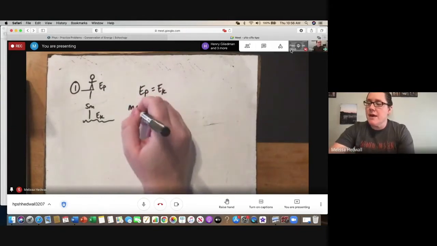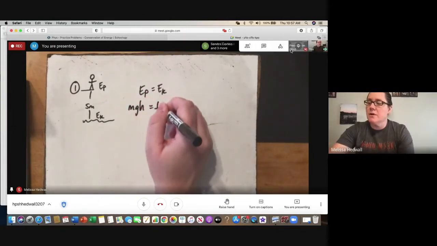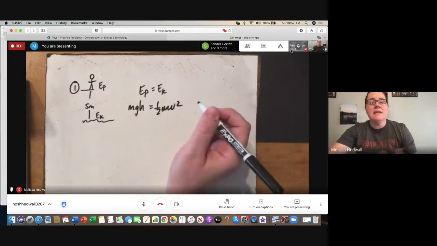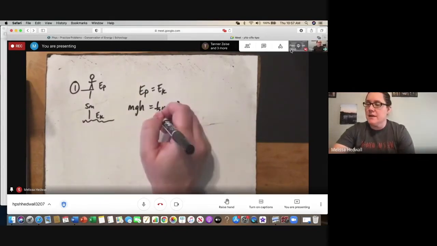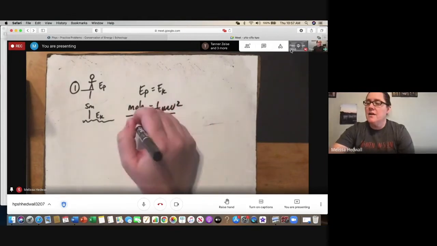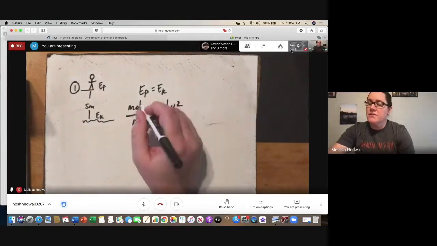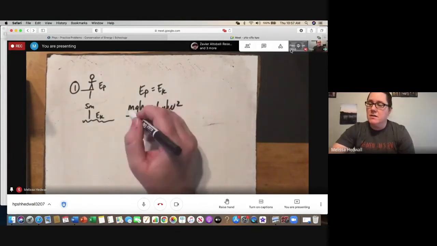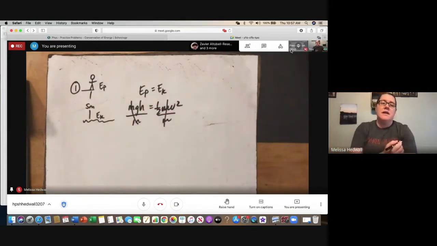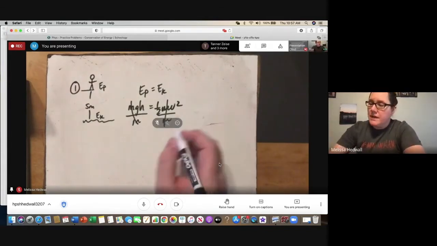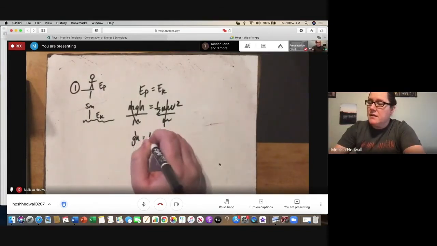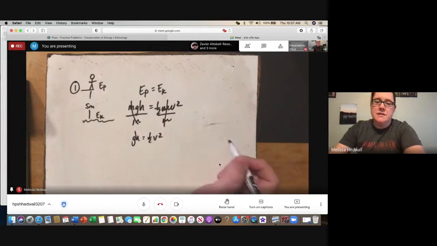So we can say mass times gravity times height equals 1/2 mv squared. And the thing to keep in mind is that the mass doesn't matter because it ends up canceling out. When we divide both sides by mass to solve for the velocity, it cancels out on that side, but it also cancels out on that side. And that combination then allows us just to remove it altogether. So we can say gravity times height equals 1/2 times velocity squared.